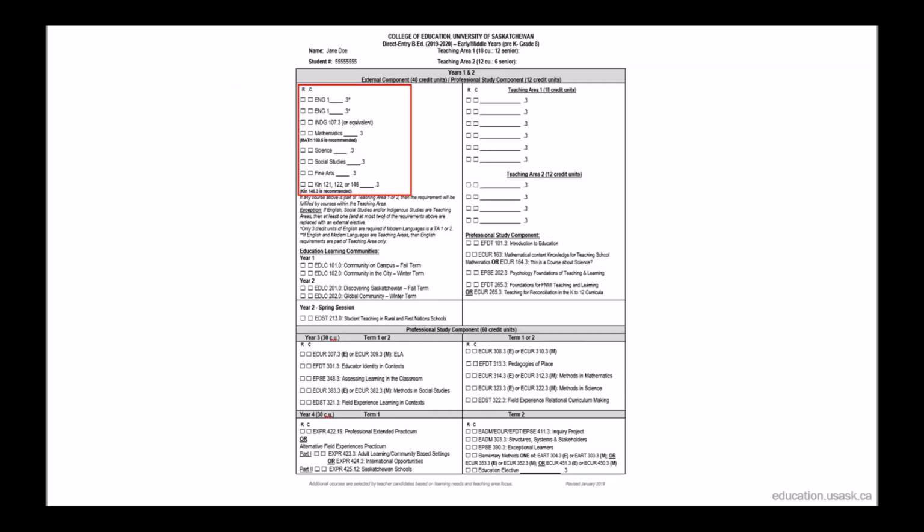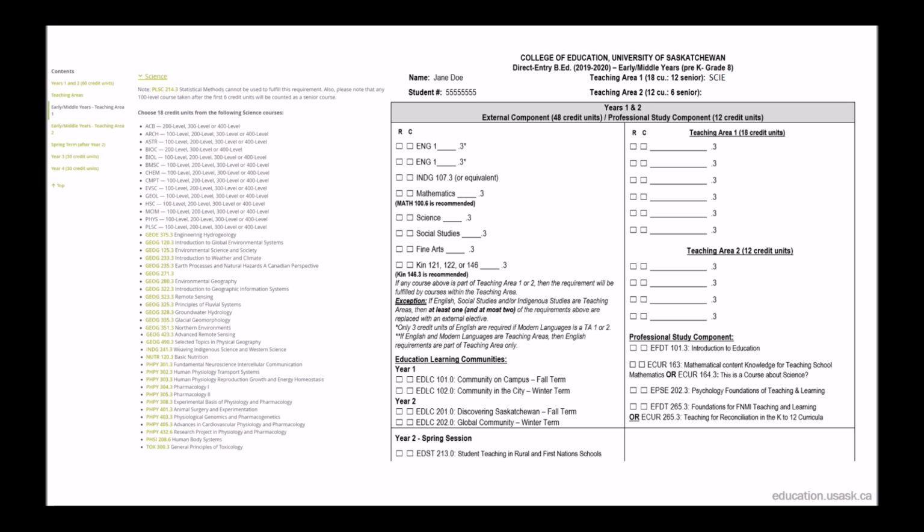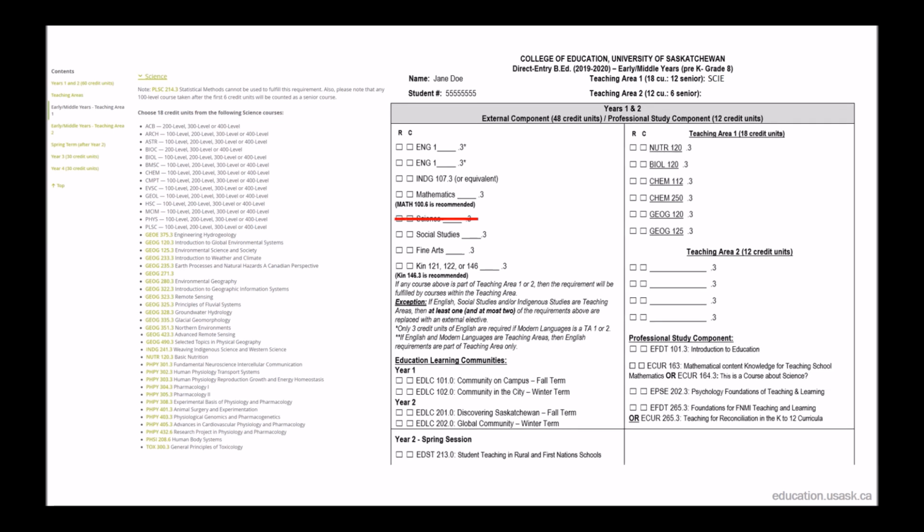Please note, the left-hand side of the program plan should add up to 18 credit units. If you are unsure of which requirements are no longer needed because of your choice in teaching areas, please consult with an academic advisor. Let's go through an example. If you were to select Science as your teaching area 1, you can see that the course and program catalog requires 18 credit units of any science course. We would also cross out Science from your breadth requirements.